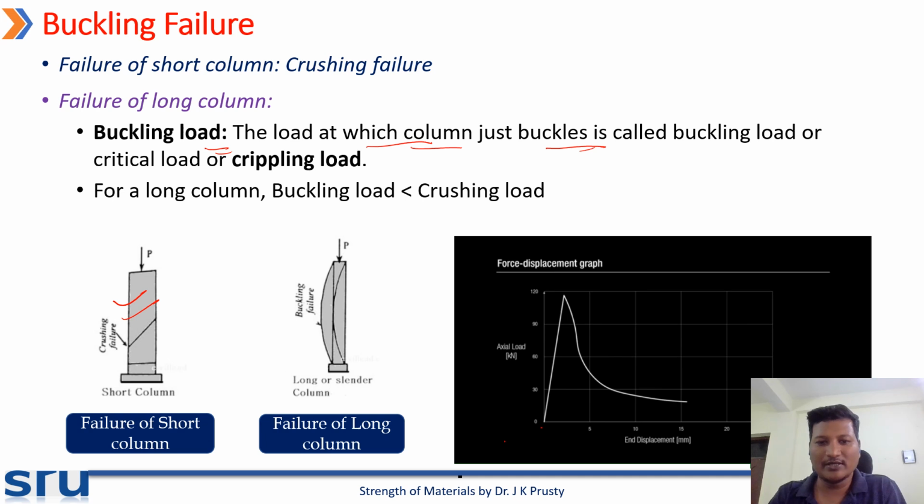So here is your force displacement graph. Up to a certain point, there is a displacement. Your load is increased, so displacement is also increased. But a point comes where the column starts buckling, where the load gets reduced. There is no further increase of the load. I hope you understood this concept, the buckling failure.